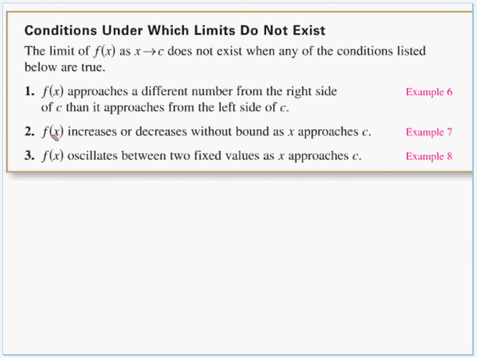Number 2, our function f of x increases or decreases without bound as x approaches c. Unbounded behavior. Remember to differentiate between a positive infinity and a negative infinity unbounded behavior. Number 3, f of x, our function, oscillates between two fixed values as x approaches c. Usually you're going to see a sine or a cosine function involved with oscillation.